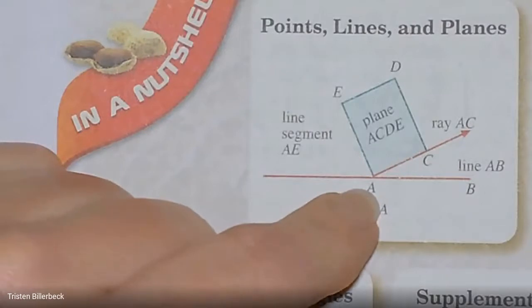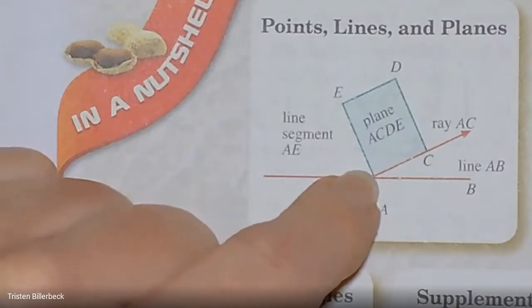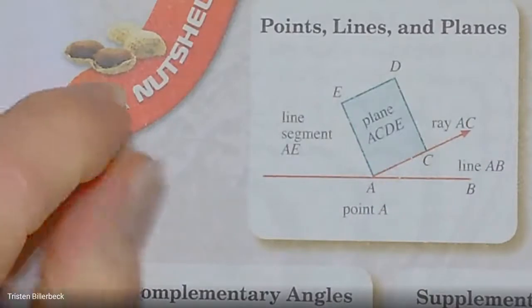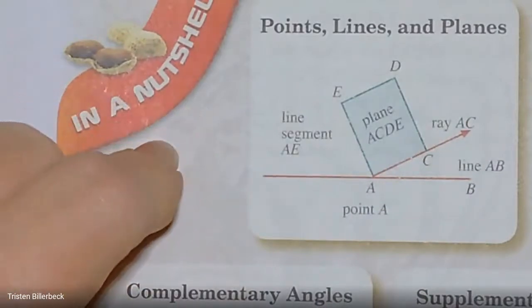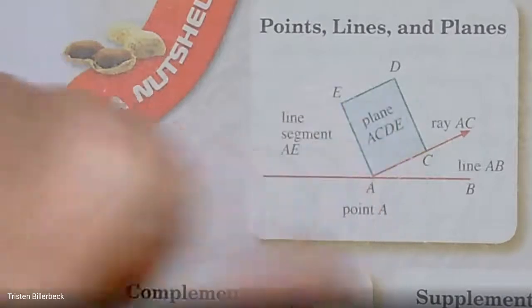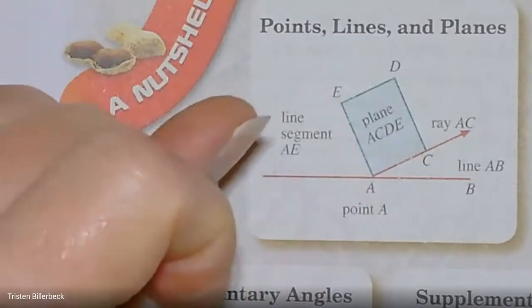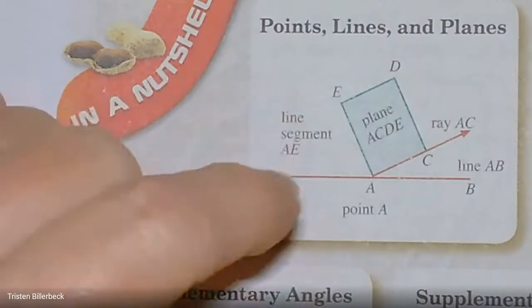Then we have a ray. A ray has a vertex, and then it goes on forever in one direction. And a plane is like a piece of paper, and it takes 3 points minimum to define a plane.